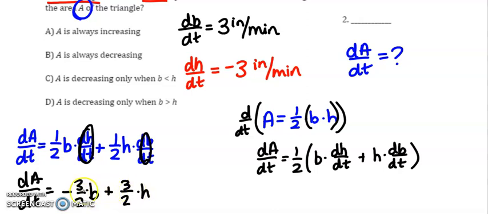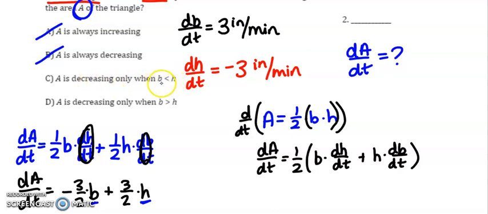Looking at this, my rate of change of A is dependent on both b and h, which means that we're not always increasing and we're not always decreasing, because we have a variable that our area depends on. Depending on what b and h are doing, that will dictate when A is increasing versus when A is decreasing. So the next thing to figure out is, let's just do a little trial and error.